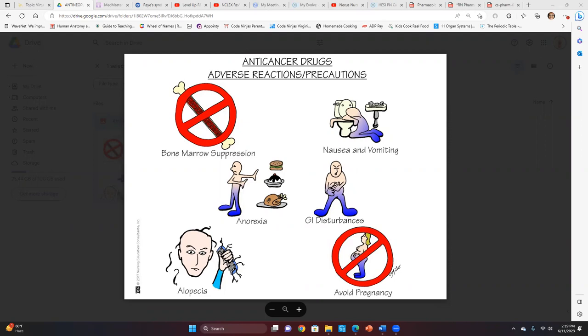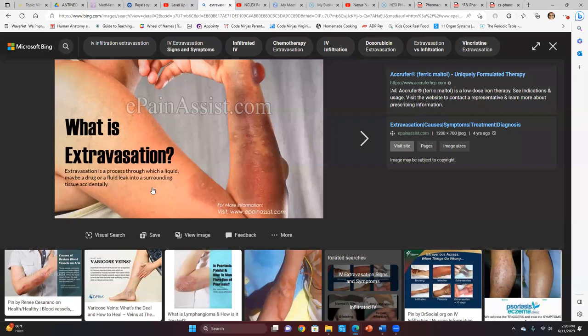You can tell when we see extravasation. Let me just pause for a second to show you what extravasation looks like, just in case. Okay, this picture will have to do. So here's an example of extravasation. This forearm looks like there was some damage done.